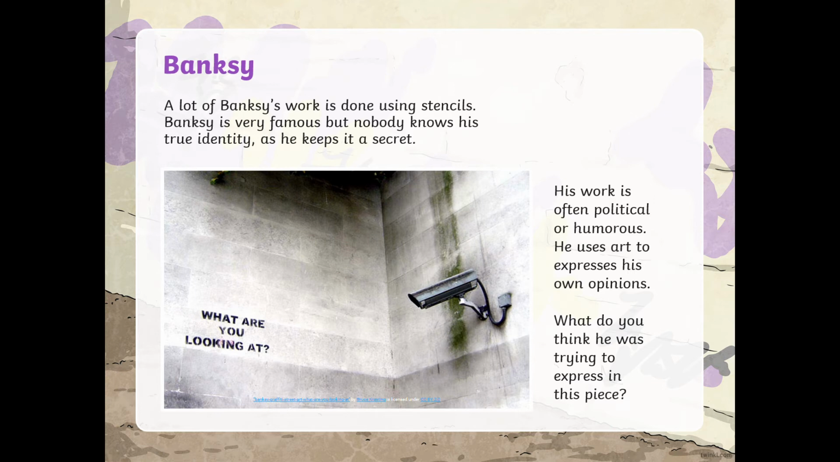What do you think then he was trying to express in this piece? I think maybe he was trying to express his opinion, how he feels like we're being watched all the time, perhaps with all the security cameras that we have and the CCTV. And what exactly are they looking at or for?